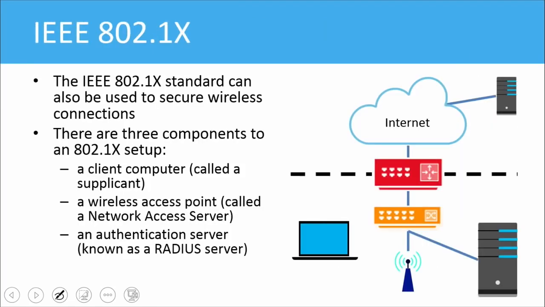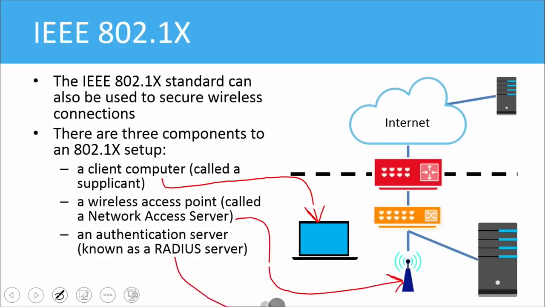All right. Lastly here, we're going to talk about 802.1x. It's a standard that's used to secure wireless communications. Just three basic components within this type of setup, all right? And you'll be able to see all these components over here on the right-hand side in this graphic. First, you've got a client computer called a supplicant. Then you have a wireless access point, which is called a network access server. And then you have a RADIUS server, which is going to be responsible for authentication.